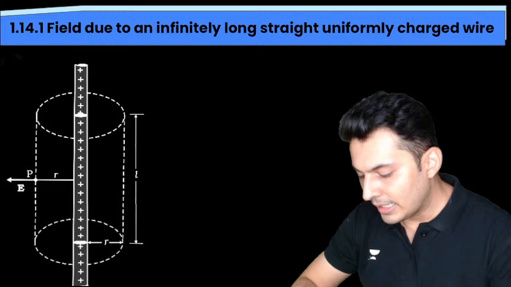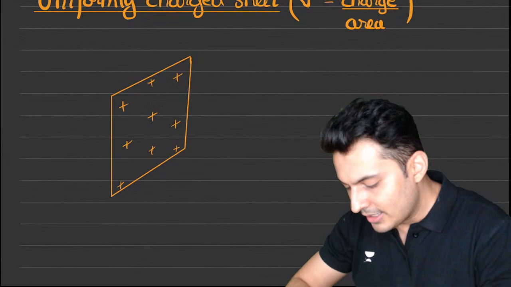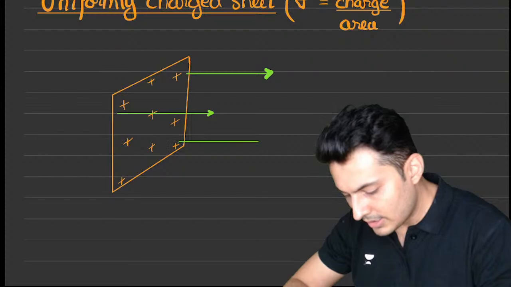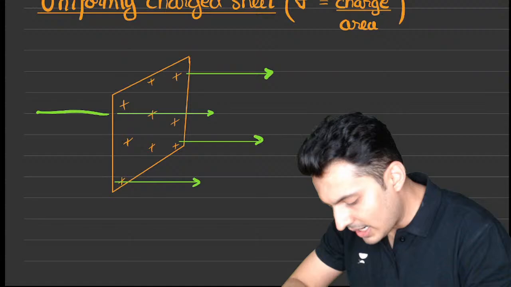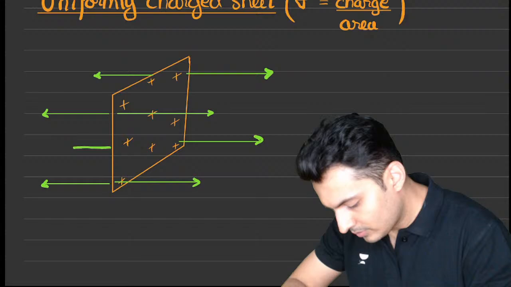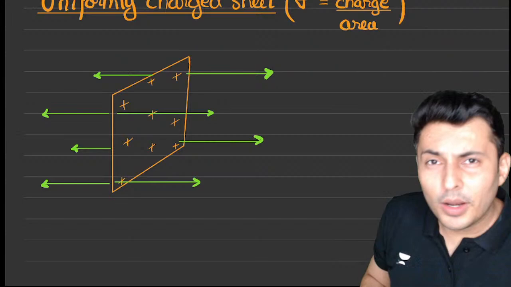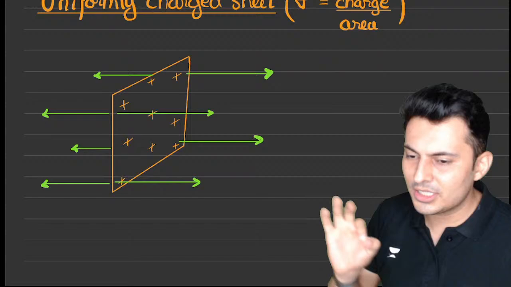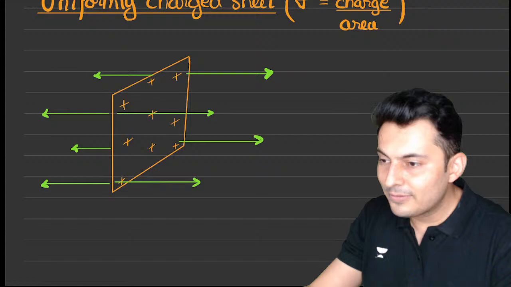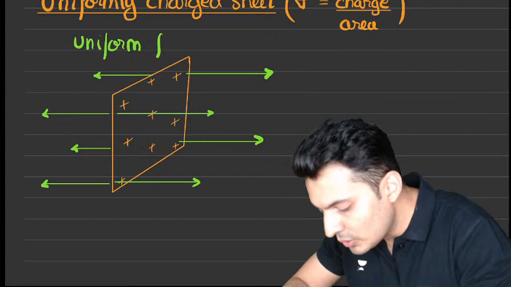Just like over here, in the previous case, the field lines were radial. Over here, I think the field lines will be basically parallel, just like this. Very good. It will also go behind, my dear students, like this. Now, is this field non-uniform or uniform? Just put it up in the chat box. Come on. Everybody should be able to get this. Is this field uniform or non-uniform? Definitely, it is nothing but a uniform field. Very good. It's a uniform electric field.